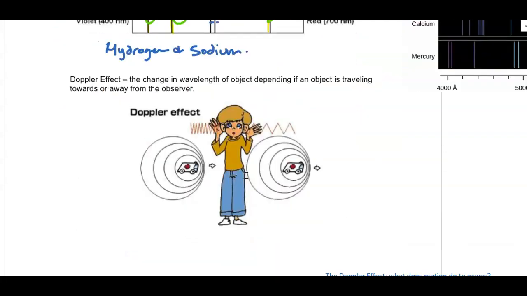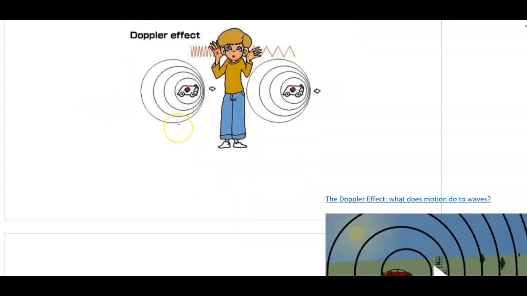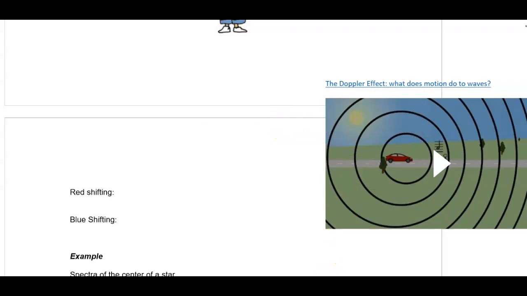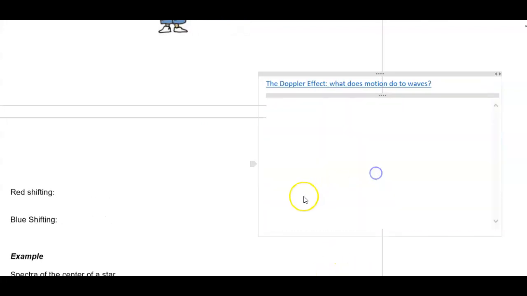Doing this with space, though, is complicated a little bit by the Doppler effect, which is a change in the wavelength depending on whether an object is traveling towards or away from an observer. It looks something like this.